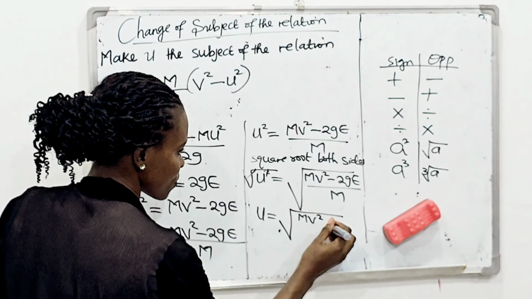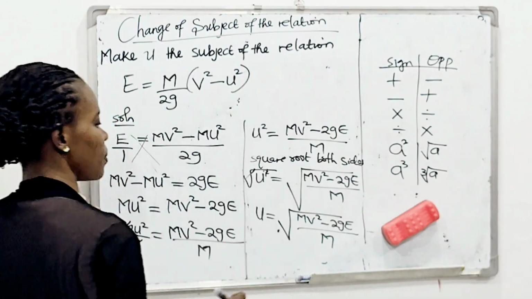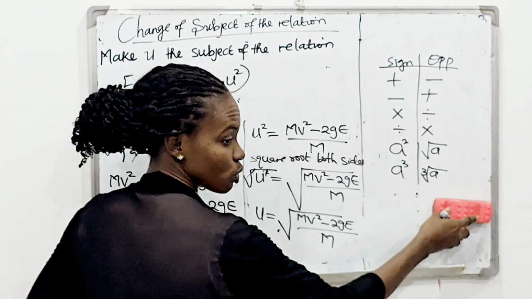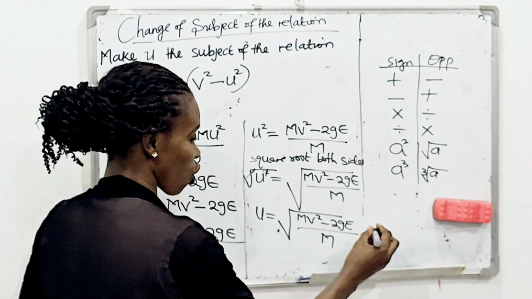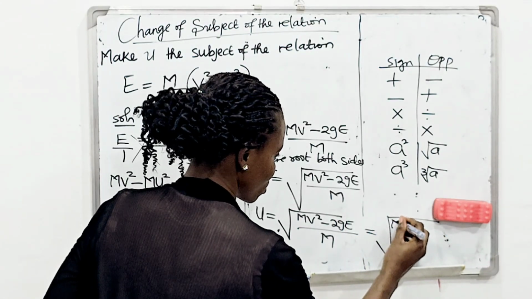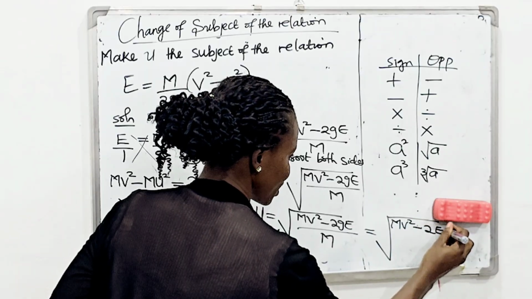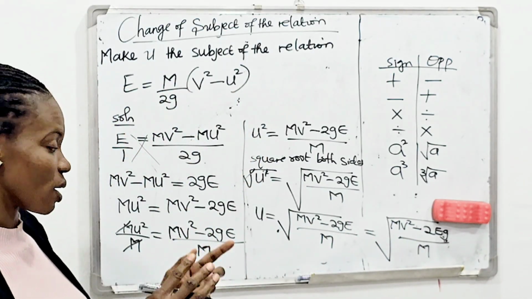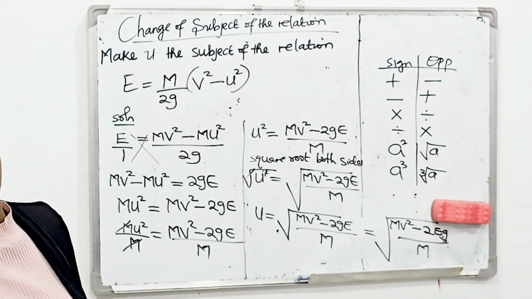M V squared minus 2GE all over M. So this is the answer to this. Though you may want to arrange it well, actually the capital letter comes first. So I can arrange it. It's the same thing anyways, but just to make it look fine. So this will be minus 2 capital letter over M. So whichever way you arrange it is the same. So this is U as the subject of this relation.